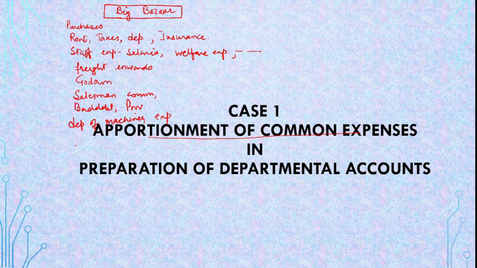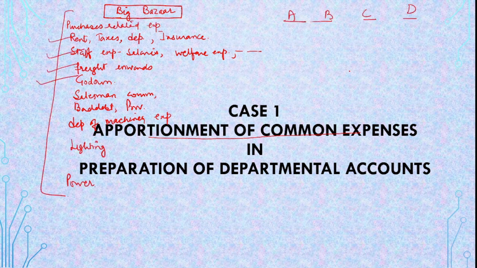For the time being, we can say that purchases are not common, purchases are individual, but these other expenses might be common. So Big Bazaar is spending rent charges, staff welfare charges, freight, godown rent for all the departments together. So if you are to prepare individual departments' trading and profit and loss account to find out the departmental profit, how will you distribute godown charges, say? How will you apportion salesman's commission? Bad debts.